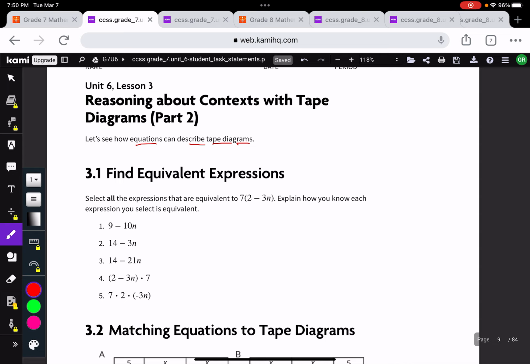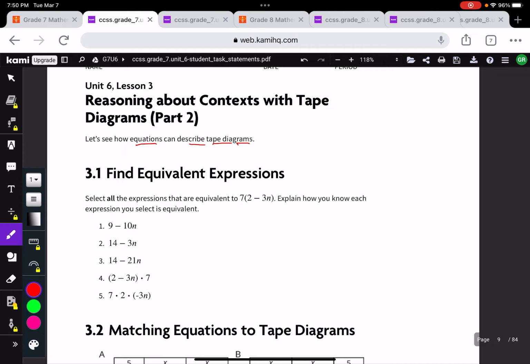3.1 says find equivalent expressions. This is kind of a warm-up problem that is a monster. So it says select all the expressions that are equivalent to 7(2 - 3n). That's like saying what is 7 times 2 minus 3n? And explain how you know each expression you select is equivalent.